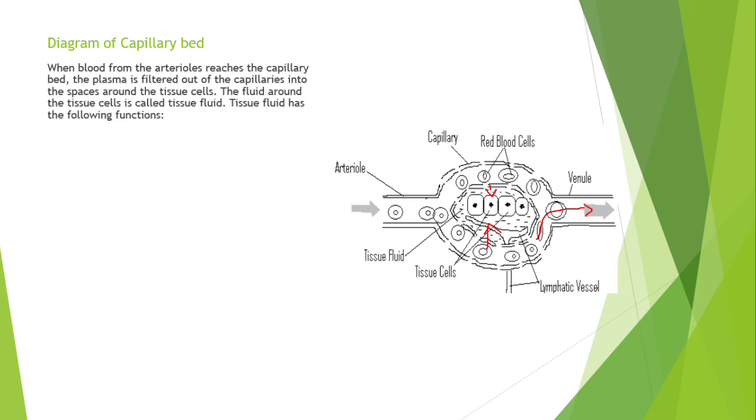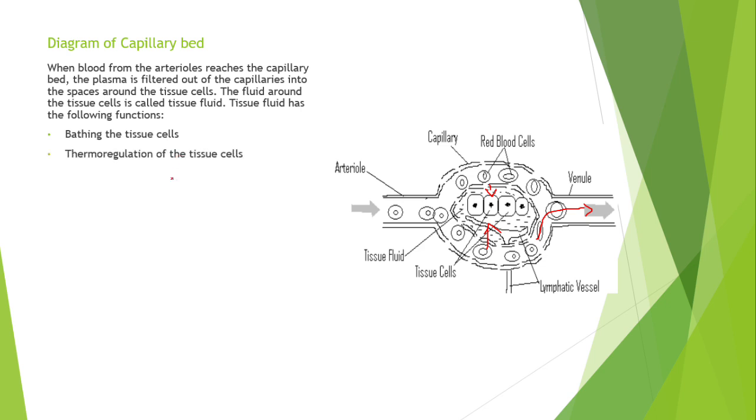Now, when blood from the arterioles reaches the capillary bed, the plasma is filtered out of the capillaries into the spaces around the tissue cells. Okay, so plasma is found in blood. When we look at blood in our next tutorial video, we're going to learn more about plasma. The fluid around the tissue cells is called tissue fluid. As you can see, this is the tissue fluid. Tissue fluid has the following functions. Number one, bathing the tissue cells. That's what it does, bathing the tissue cells.